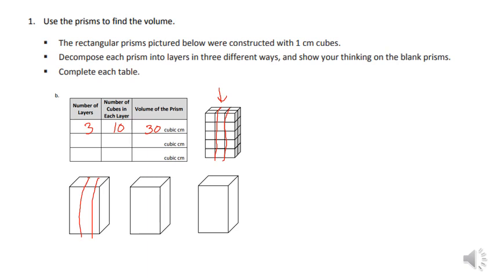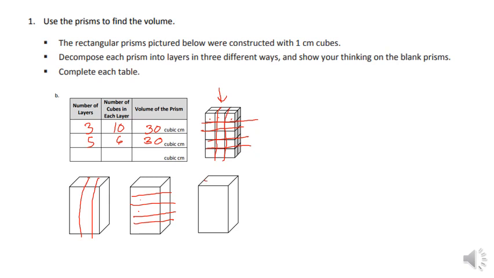All right. Now this time, let's do it horizontally. I'm going to split them this way this time. And you can see I'm going to go 1, 2, 3, and 4. Because there's 1, 2, 3, 4, 5 layers. And I can see each layer has 1, 2, 3 by 2. So each layer has 6. 5 times 6 gives me 30 cubic centimeters.